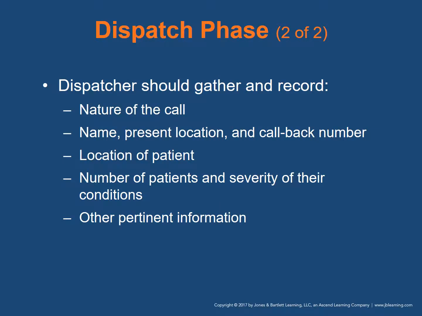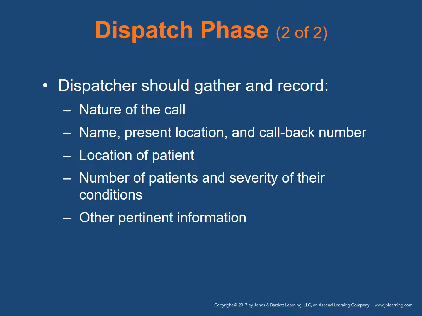The dispatcher should gather and record the nature of the call, the name, present location, and the callback number of the person that called. This is really important because sometimes we do show up on scene and there's no one there. We don't have a patient, we don't find anybody, so instead of just giving up and going back to the station, we're going to do our best to use that information, the person's name, patient's name, the callback number that they gave us to try to reach the patient.